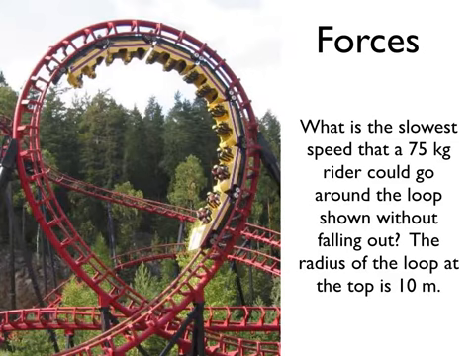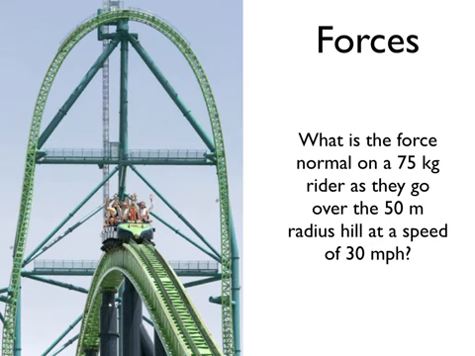You need to be able to do vertical forces when you're in circular motion. So find the slowest you could go around this loop without falling out of it. Use a 75 kilogram rider, and the radius of the loop when they're upside down is 10 meters.